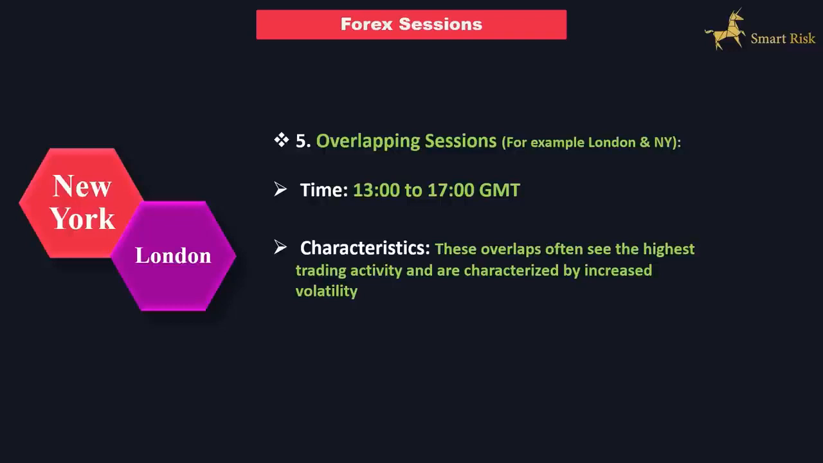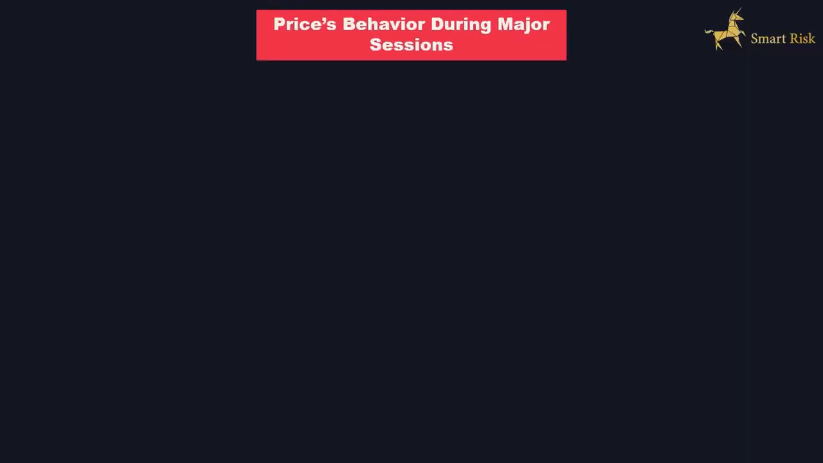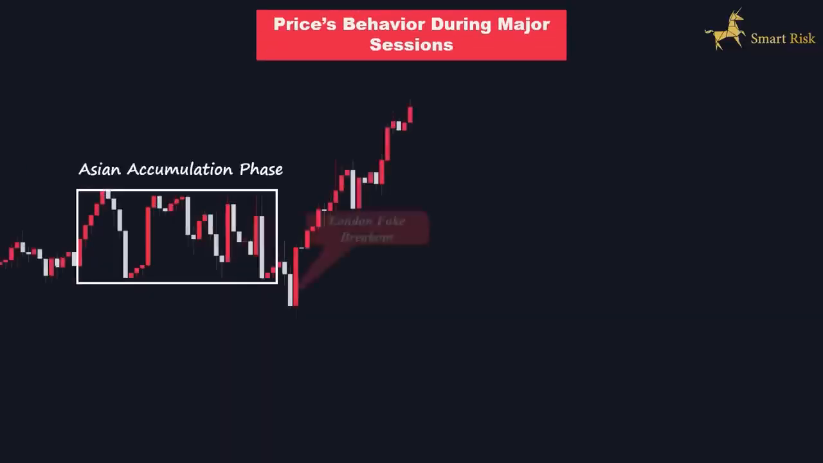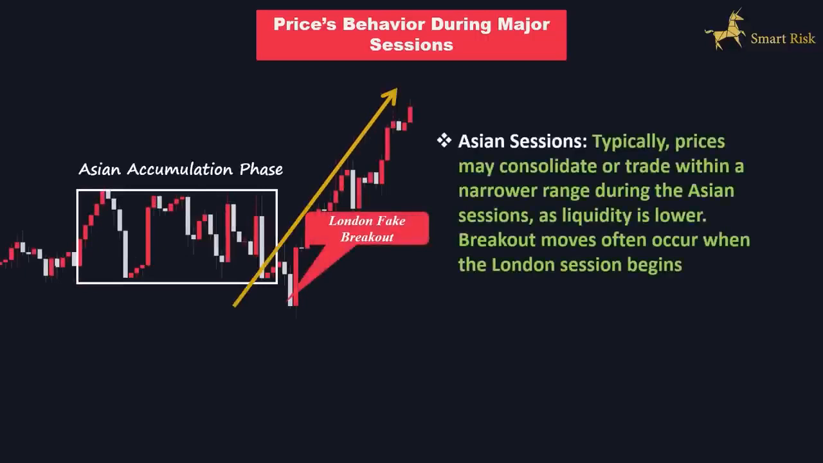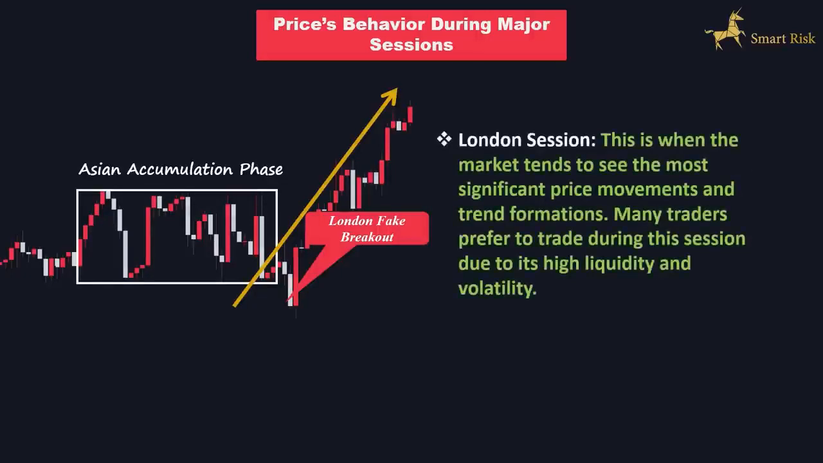Now, let's have a quick breakdown of prices' behavior during major sessions. Asian sessions. Typically, prices may consolidate or trade within a narrower range during the Asian sessions as liquidity is lower. Breakout moves often occur when the London session begins. London session. This is when the market tends to see the most significant price movements and trend formations. Many traders prefer to trade during this session due to its high liquidity and volatility.